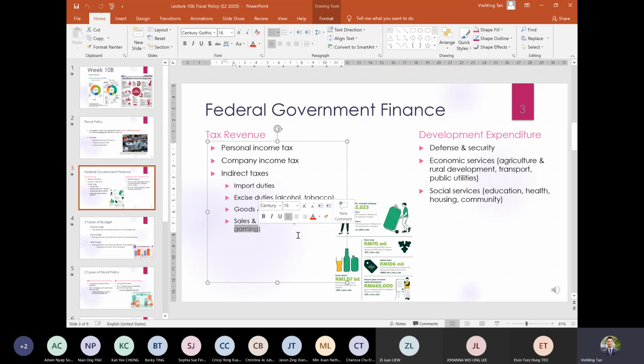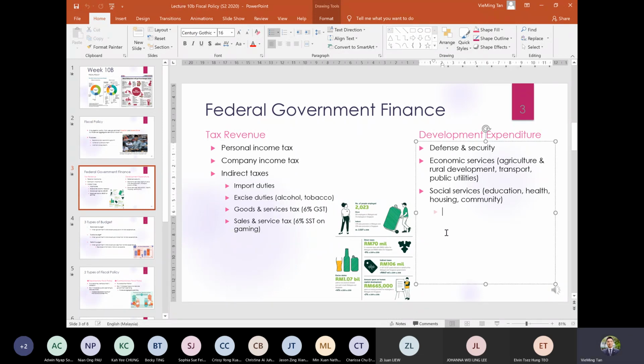So who is going to bear the cost? The consumer. Those who are paying for gambling have to pay the SST. And the government receives the tax as revenue. So these are the possible tax collections that can be collected by the government as tax revenue. So this will be the income of the government.